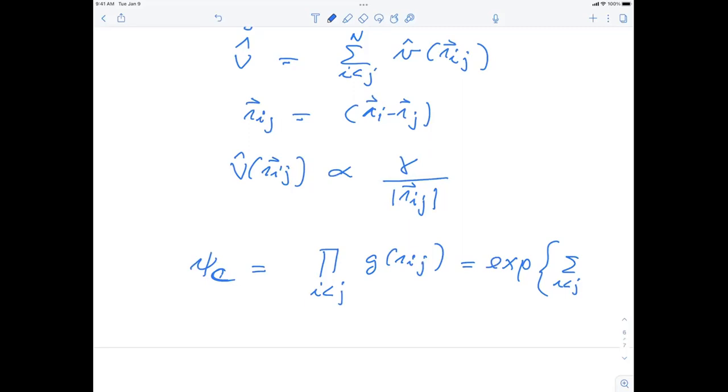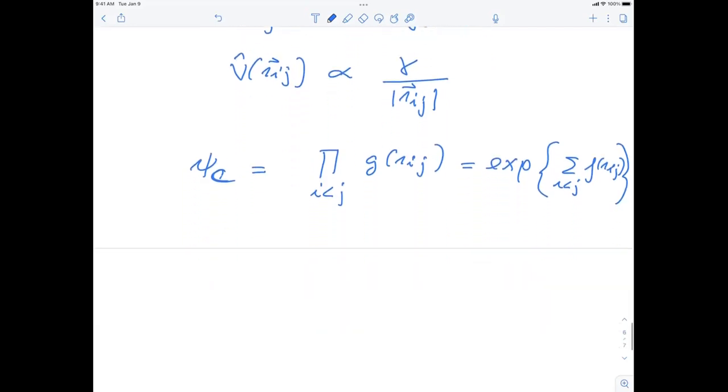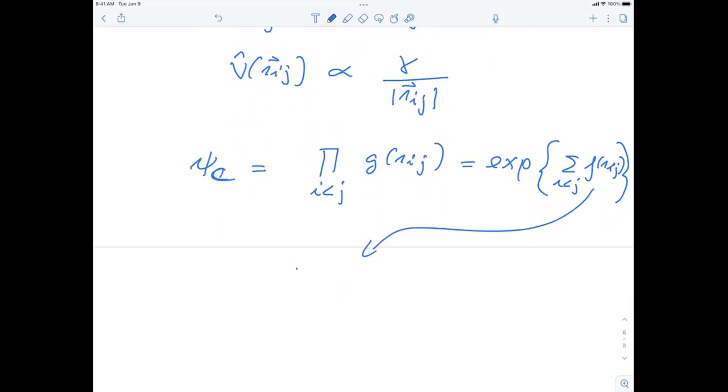So when I write this i less than j, it's actually a double product. And the same with the sum here, it's a double sum, and that runs over all the f of Rij. So f of Rij is a function which depends on the system we are studying, so this is system dependent. Now, in our case, you've gotten a specific form for that.